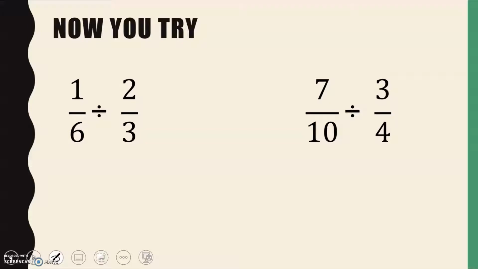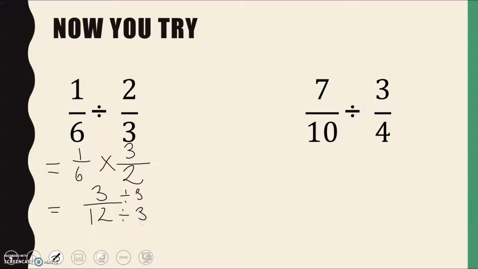Okay, I hope we got on okay there. So for this question, I would have 1/6 times by 3/2. That's then going to be 3/12, and they're both in my 3 times table, like so. I've run out of space at the bottom there, so I'm going to move on to the side. 3 divided by 3 is 1, and 12 divided by 3 is 4, so 1/4 for my answer.